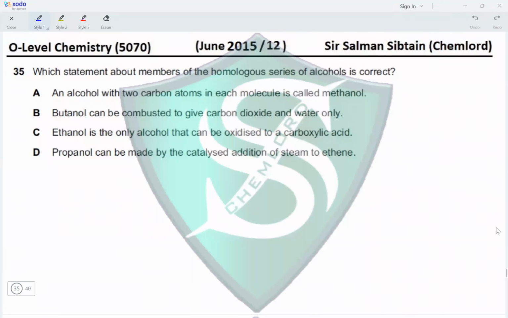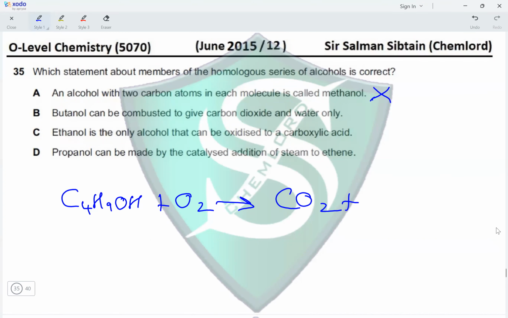Question 35. Which statement about members of the homologous series of alcohols is correct? An alcohol with 2 carbon atoms in each molecule is called methanol? No. A 2 carbon containing alcohol is called ethanol. Butanol can be combusted to give carbon dioxide and water only? Yes. Butanol is C4H9OH. Since it contains carbon, hydrogen, and oxygen only, upon combustion, the products formed would be carbon dioxide and water. So this statement is correct.